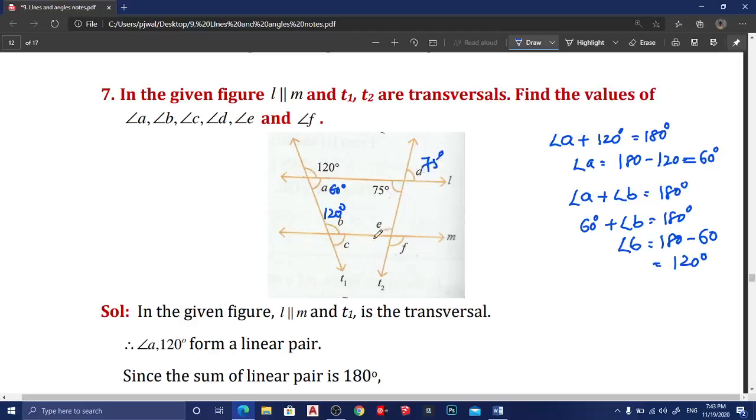Next, this angle. How can you find out this angle? Again, you have to apply the co-interior angles property. Since line L and line M are parallel to each other and T2 is the transversal, E and 75 will become the co-interior angles. Since the sum of the co-interior angles, angle E plus 75 degrees, is equal to 180 degrees, we can find out angle E: 180 minus 75, which is equal to 105 degrees. So now angle E is 105 degrees.